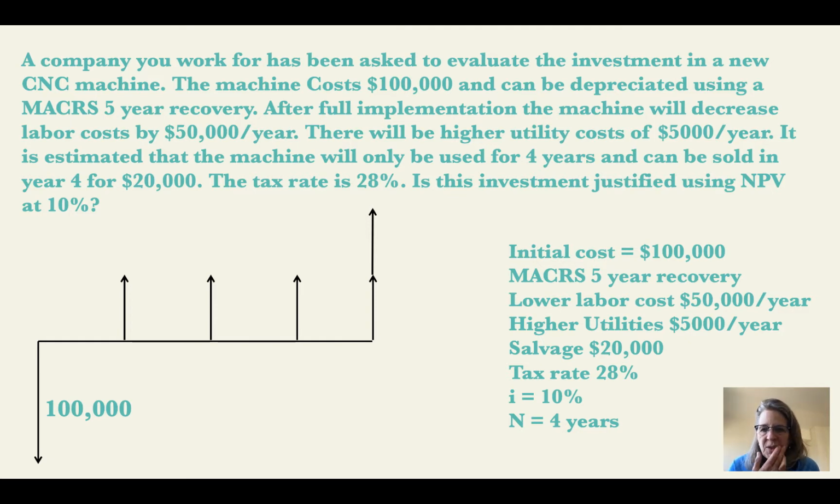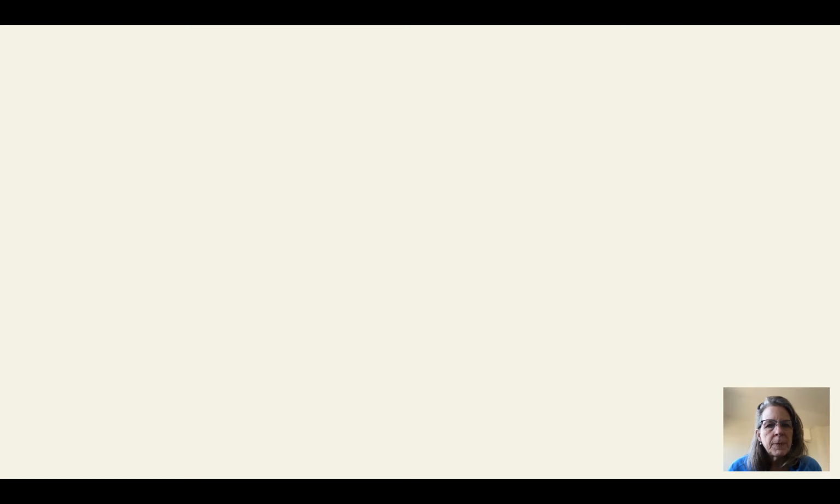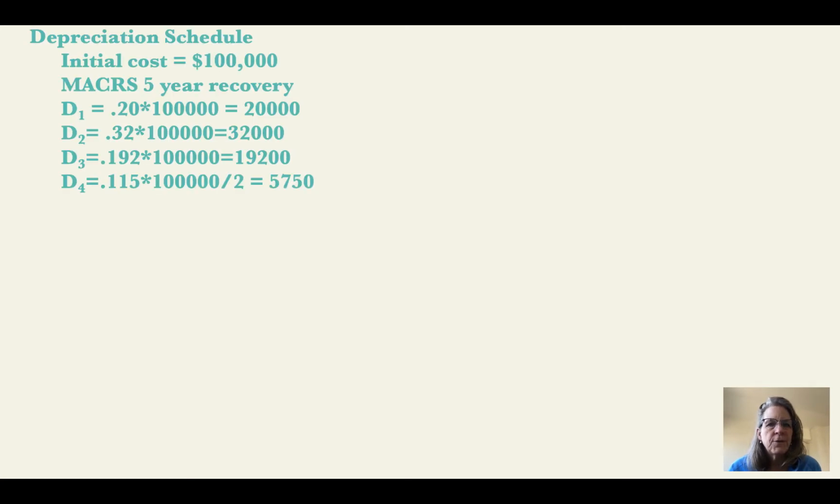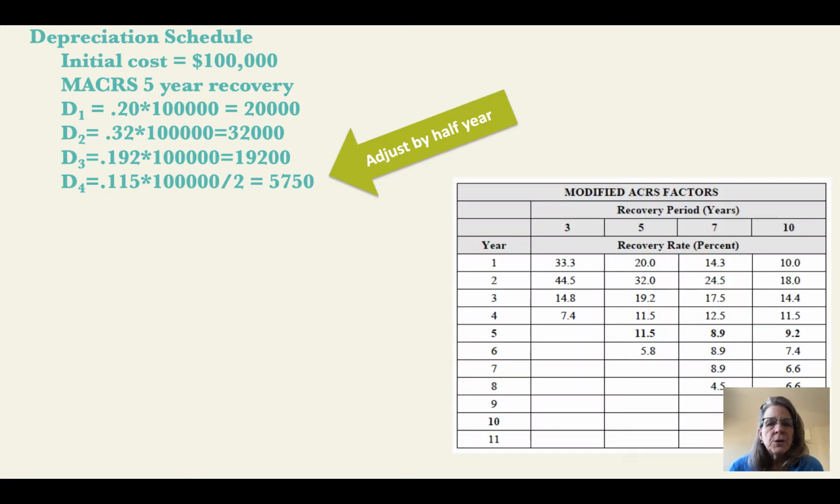I've put the key values from this problem over on the right, and I've also drawn a cash flow diagram. When we're looking at these calculations, the first thing we need to do is determine what the depreciation schedule is. So we look up the 5-year recovery period from our table, and we get the percentage for depreciation for each of the years. For the first year, it's 20% times 100,000, and then the second is 32%.